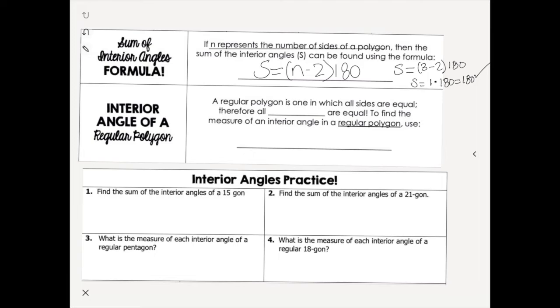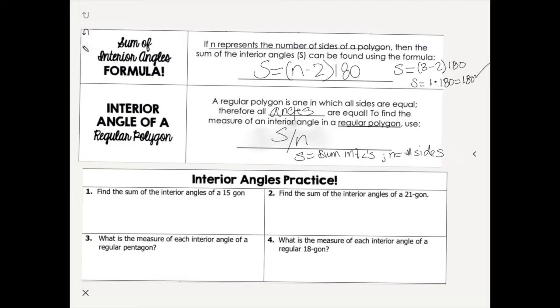A regular polygon is one in which all sides are equal. Therefore, all angles are equal. To find the measure of an interior angle in a regular polygon, we're going to use the formula S over N, where S is equal to the sum of the interior angles and N is equal to the number of sides in the polygon. So let's try a couple examples.